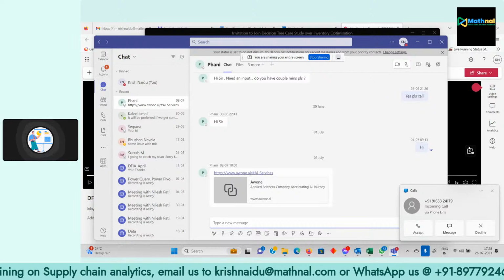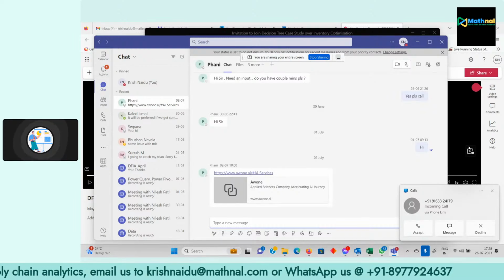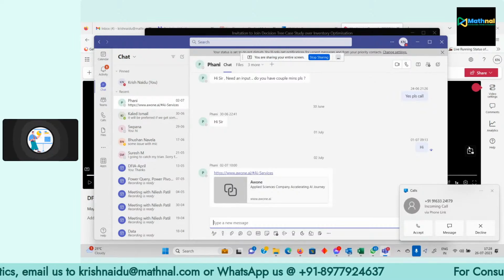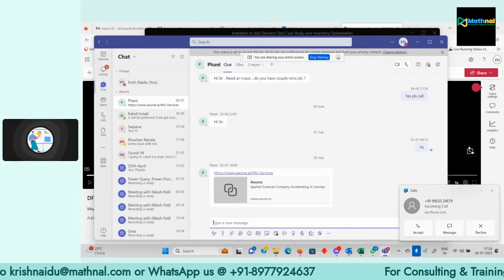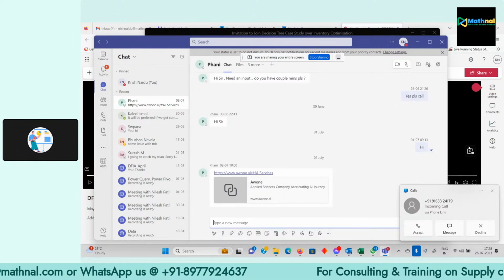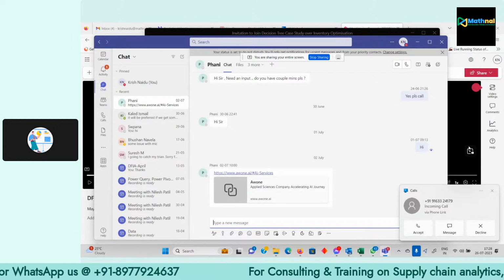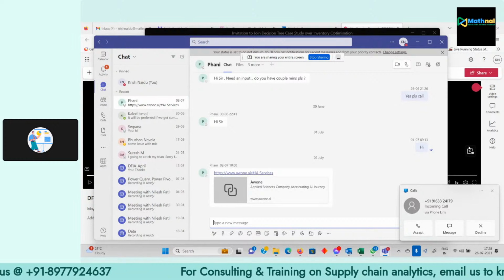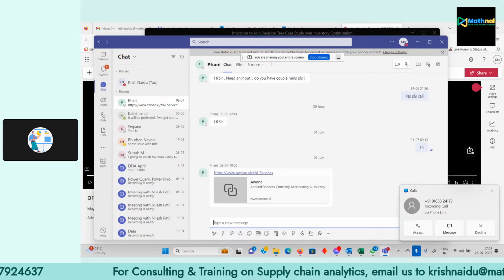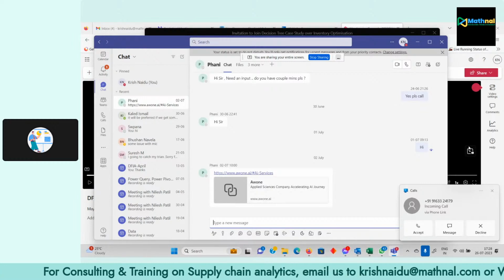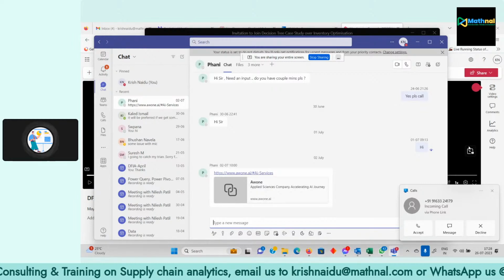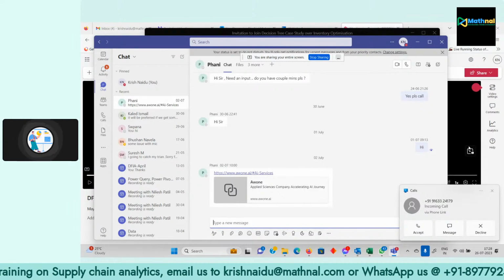So I told that there are two exams. One exam is at the middle of the course, 50% of the course, and the second exam will be at the end. Yeah, one paper will be there. Yeah, it will be a data exam.